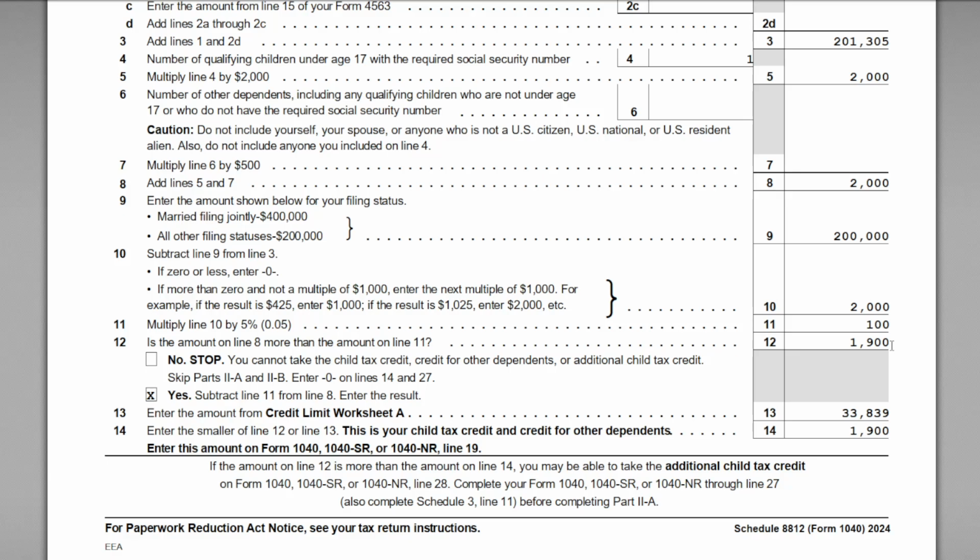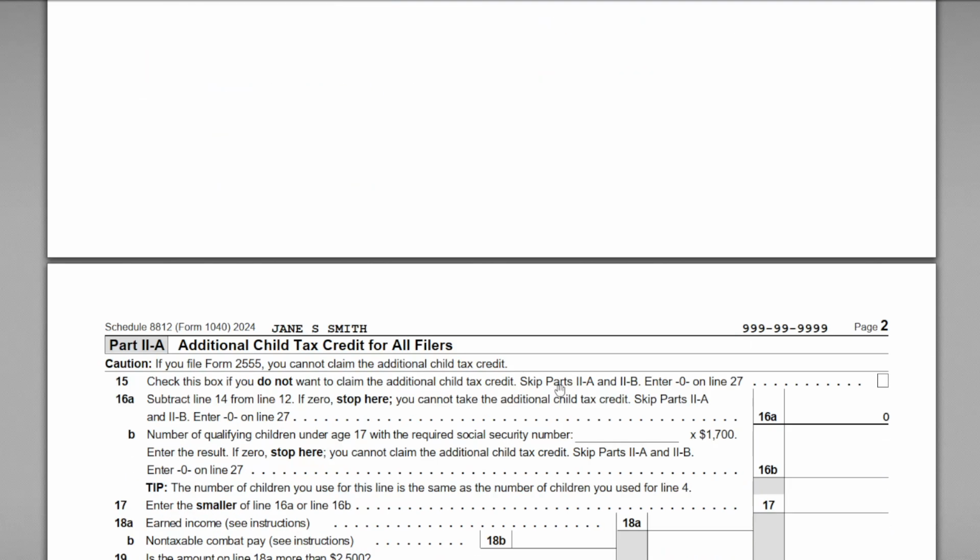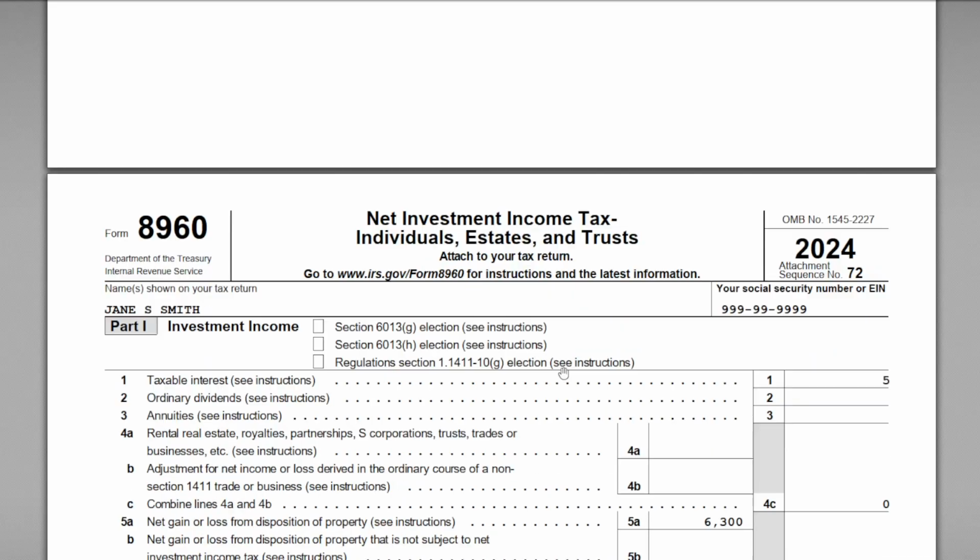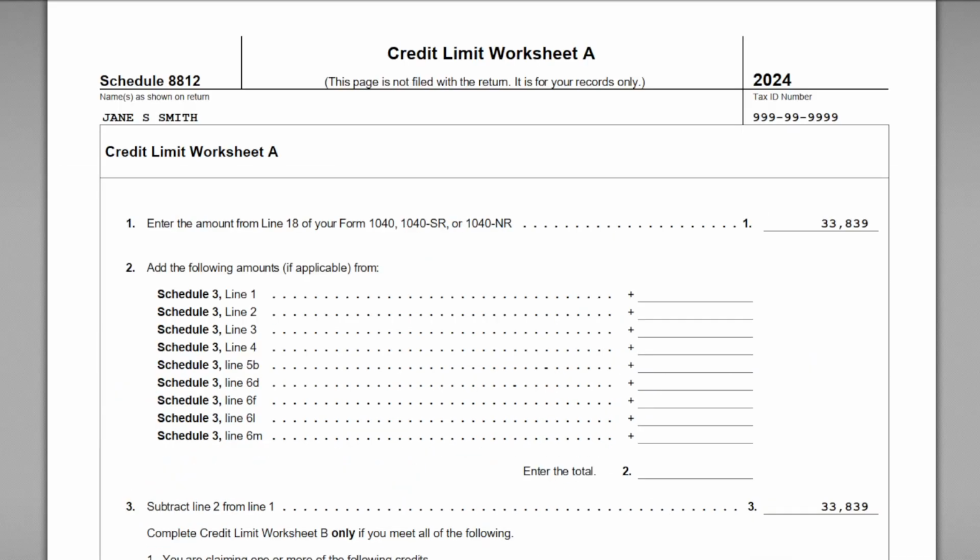Because remember, the child tax credit is initially a non-refundable credit, so you need taxes in order to offset. If you don't have enough taxes, then maybe you might be eligible for the additional child tax credit. But in this case, we're just working with the CTC. So the credit limit worksheet, you can find this in the 8812 instructions. We have the worksheet listed below the form here, so we'll take a quick look at that.